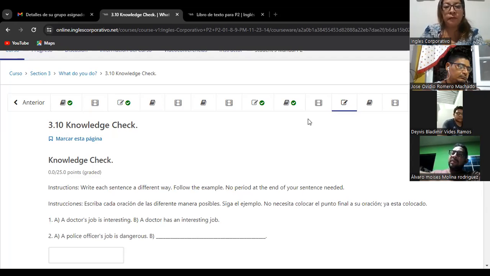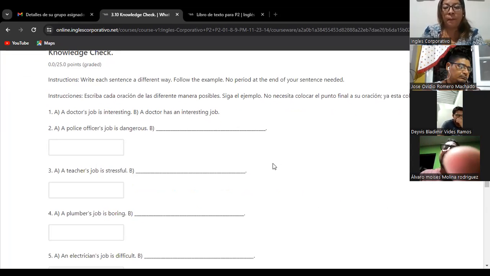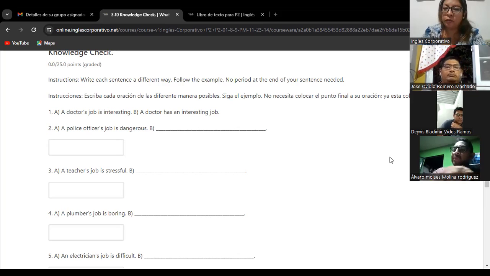Yes, Álvaro. Claro. ¿Cómo? Repeat, please. Casi no lo entiendo. Creo que dice qué significa noun. Ah, qué significa noun. Thank you.